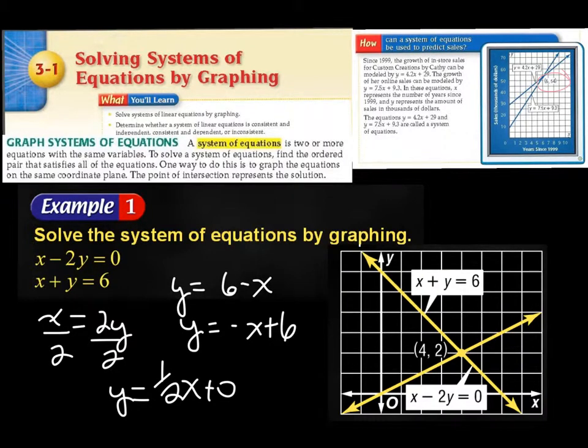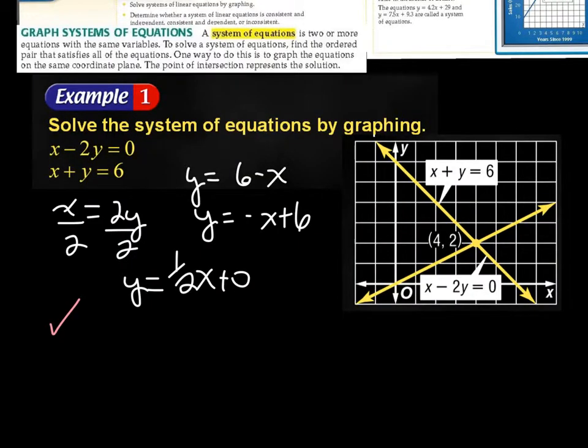The first equation has a y-intercept of 0, and the slope is 1/2, so it's going up 1 over 2, up 1 over 2. The second equation has a y-intercept of 6, and it's going down 1 over 1. And the two lines cross at the ordered pair (4, 2).